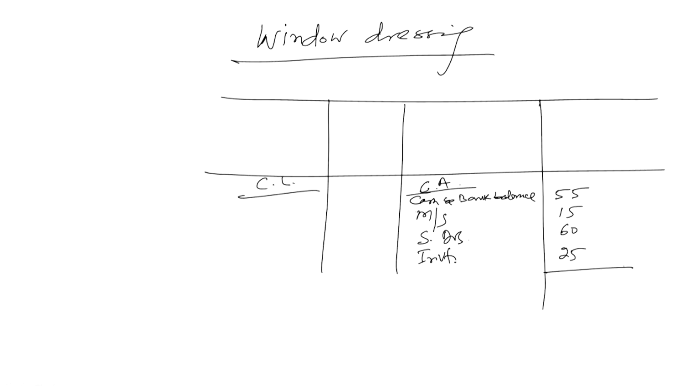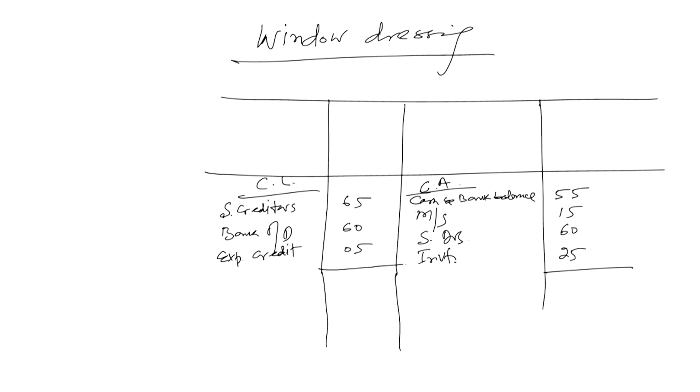How much is the total? We will see here. Then we talk about this side, the current liabilities. The first current liability is sundry creditors, and this amount is 65. Then we have the bank overdraft, BOD, and BOD is 60. Then we have expense credit, and the expense credit is 5, right.